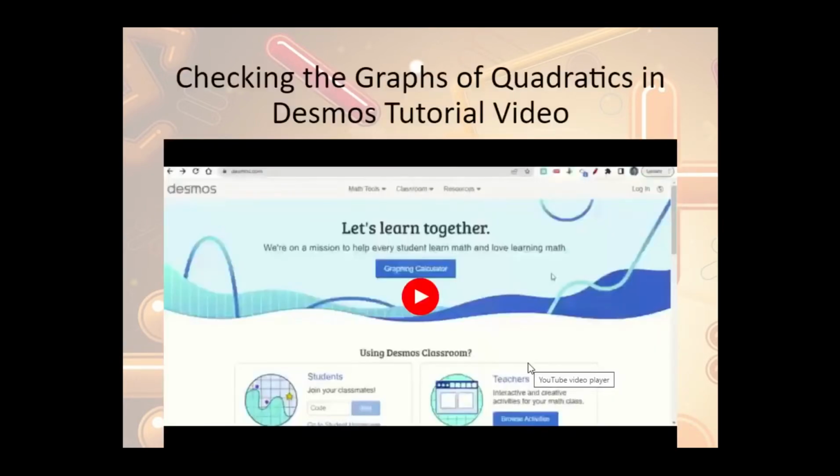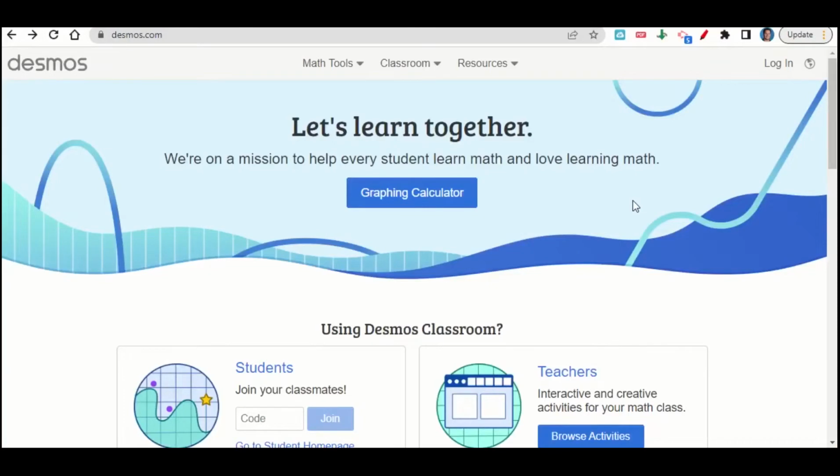Now there's a video here that shows you how you can check the graphs of quadratics using Desmos. So go ahead and watch that video. Now let's take a look at how we can use Desmos to check our work when checking the location of the vertex of a quadratic.